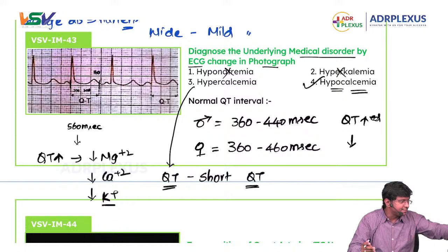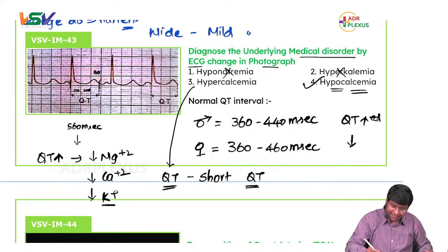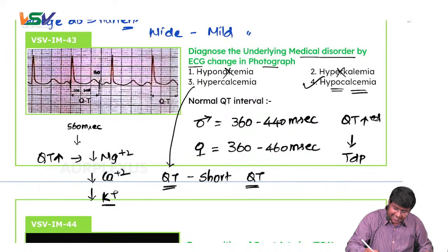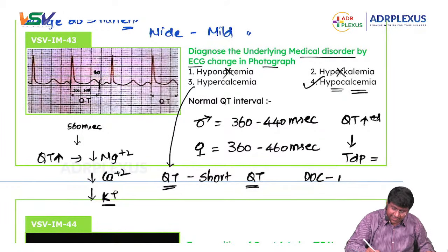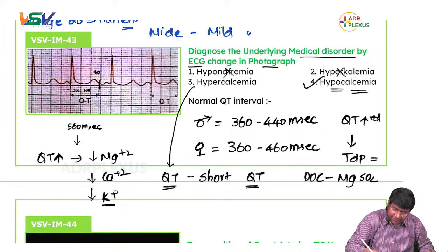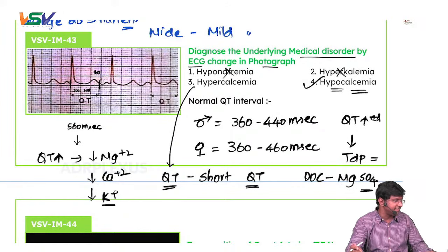If the QT interval is prolonged, what will this predispose to? Yes, this will predispose to Torsades de Pointes. And what is the drug of choice in patients with Torsades de Pointes? Very good, Dinesh. Drug of choice will be magnesium sulfate.